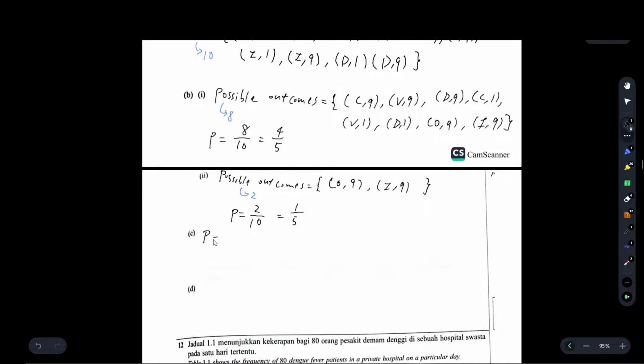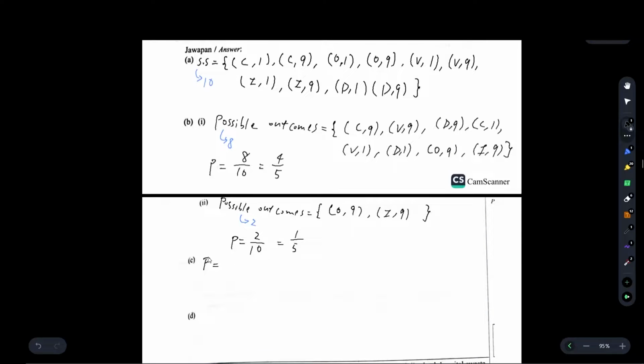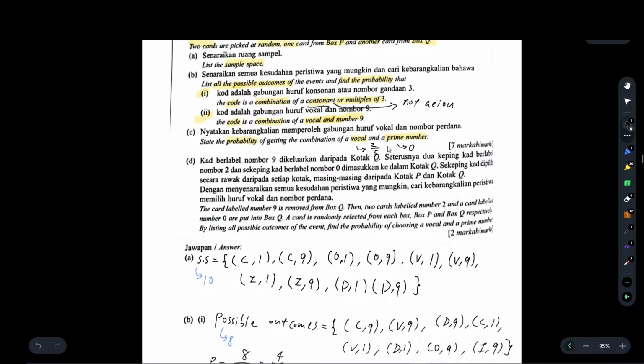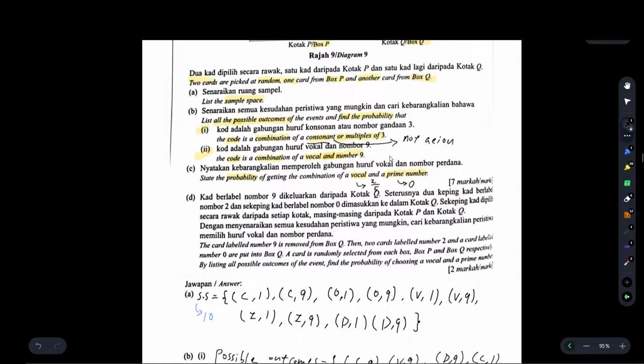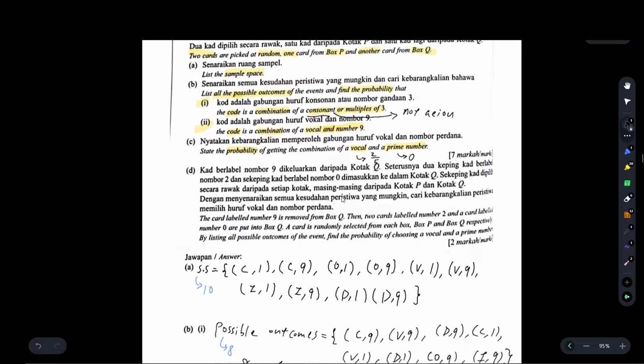So I think we're going to write it out, right? That's 2 over 5 times 0 over 2, and that gives us 0. It's not possible because we do not have any prime number in box Q. So this combination is not possible.